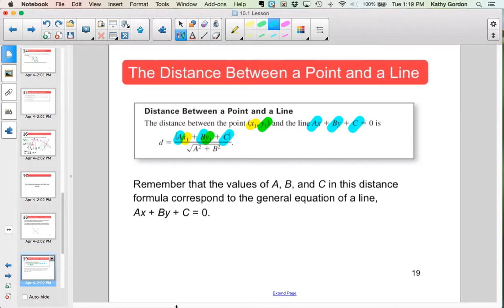So in essence, your numerator comes from substituting the x, y ordered pair from your point into the equation and taking the absolute value of it. That's basically what you're doing. Does that make sense to everybody? Okay. And then our denominator is the square root of the a squared and the b squared. So again, same coefficient a and b is being used in the denominator.